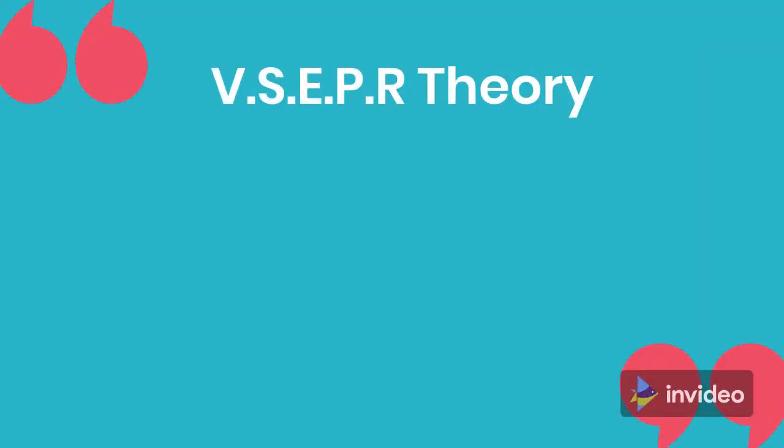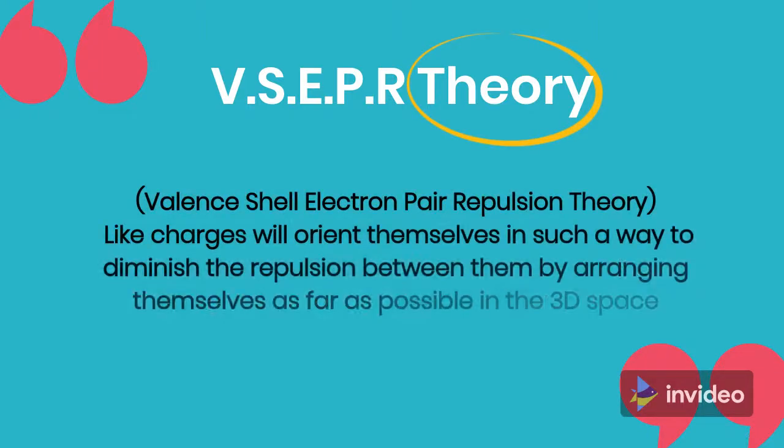VSEPR theory, or valence shell electron pair repulsion theory. First of all, we have to notice that here we are focusing on the last shell electrons, or the valence electrons. So this theory states that like charges will orient themselves in such a way to diminish the repulsion between them by rearranging themselves as far as possible in the 3D space.